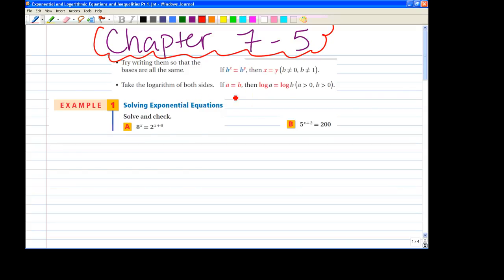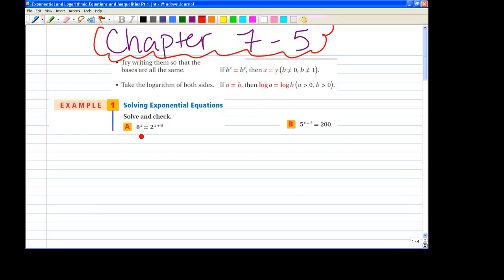And also, if we have a equals b, and say for some reason we need to solve for an exponent or something of the sort, I can take the log of both sides. And as it turns out, you can also go backwards at this. If you have the log of a equal to the log of b, then a and b must be equal to each other. So I can go either direction with both of these properties.